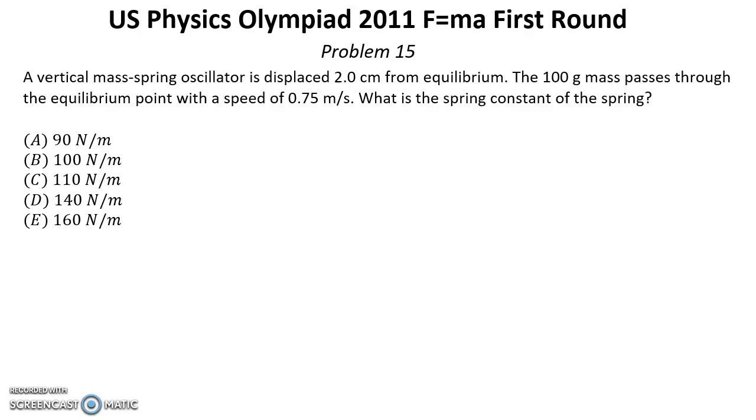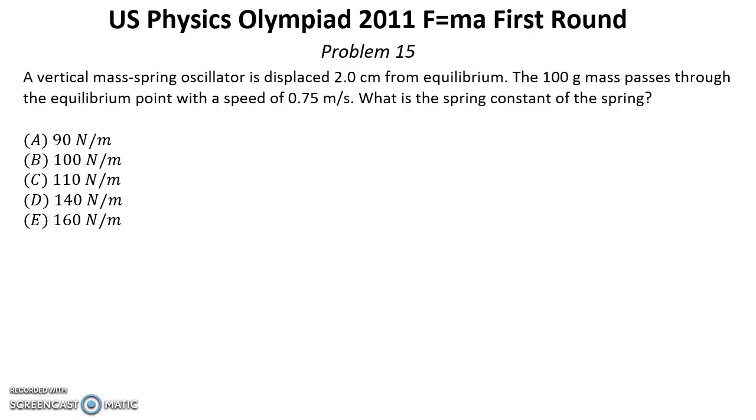Here we can use energy conservation for oscillations. At the lowest point, the kinetic energy of the system is 0 and all the energy equals the potential energy of the spring and gravity, which is 1/2 kx squared, where x is the displacement from equilibrium. And when this mass passes the equilibrium point, the potential energy of the system is 0 and all the energy goes to kinetic energy, which is 1/2 mv squared.